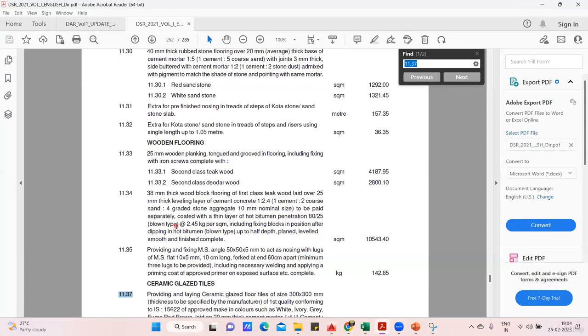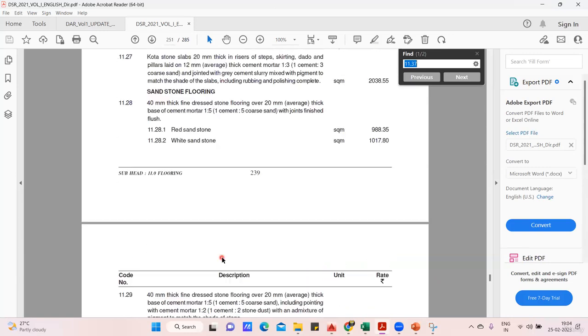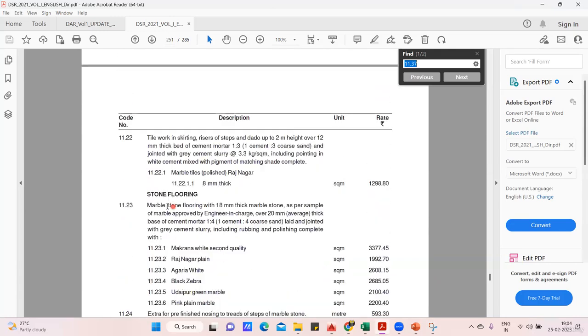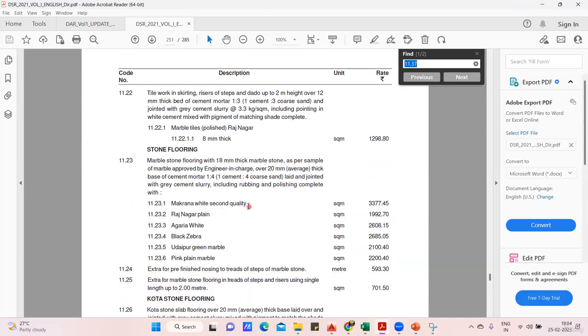Wooden flooring, if you want to put, come here, check what wooden flooring you want to put, and based on that, take the rate from here. Now for someone who wants to put marble, it's written marble stone flooring with 18 mm thick. For that, they have given here which quality of marble you want. Everything is given. The rate is also given. See, this is 3,377. Marble is very expensive compared to the tiles. So based on that, you are supposed to do.